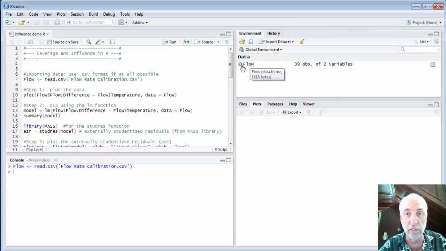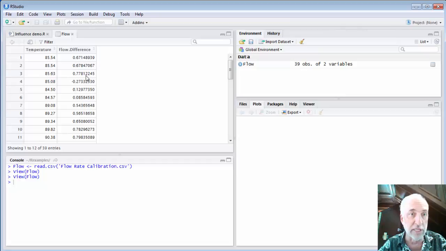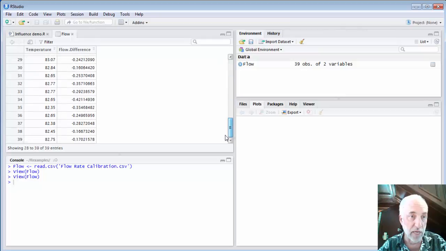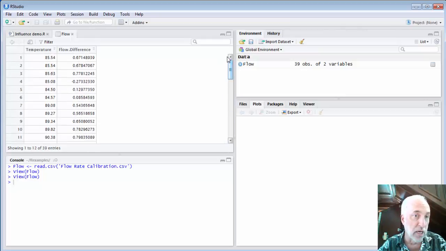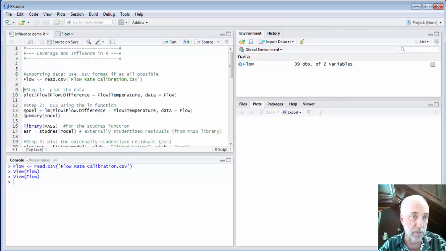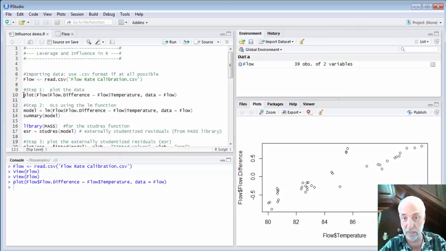And if I double click on the flow and the global environments, I can actually look at the data, and I see its temperature and a variable called flow.difference, and we have 39 data points. We can go look at any of those values. So our normal routine is going to be begin by plotting the data. So there's our plot. Then we're going to use the LM function, linear modeling function, to model this data. This is our ordinary least squares regression. The way we're setting it up, we'll have flow.difference as the y value as a function of this tilde. That means as a function of the flow temperature.